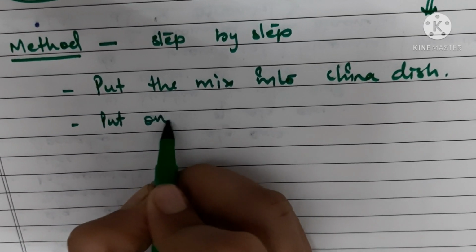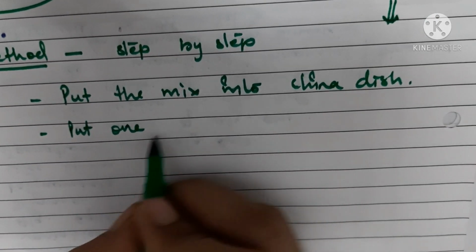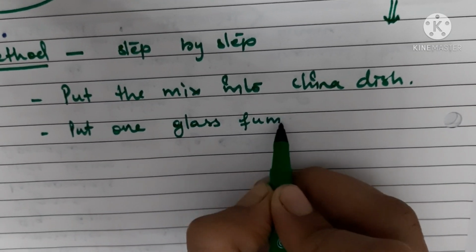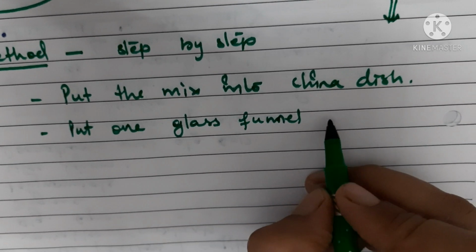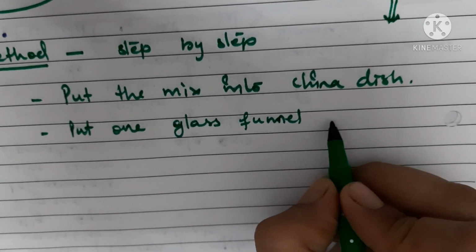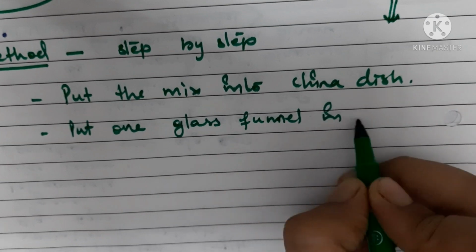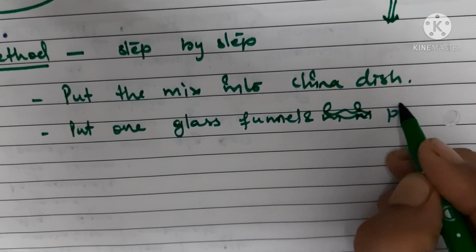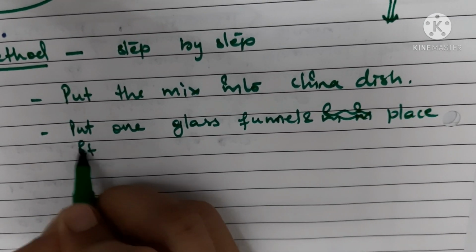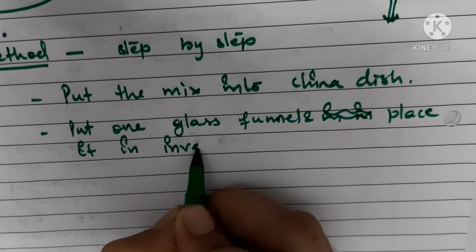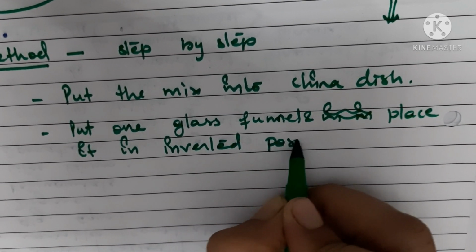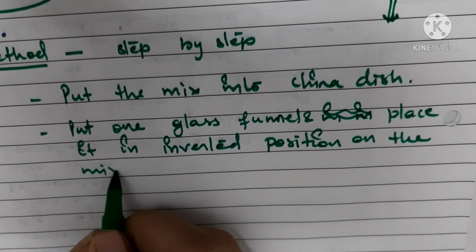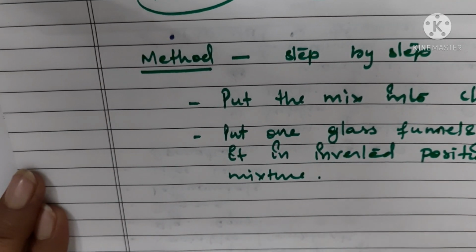Put one inverted glass funnel. Take one glass funnel, put it in inverted position and place it on the mixture.